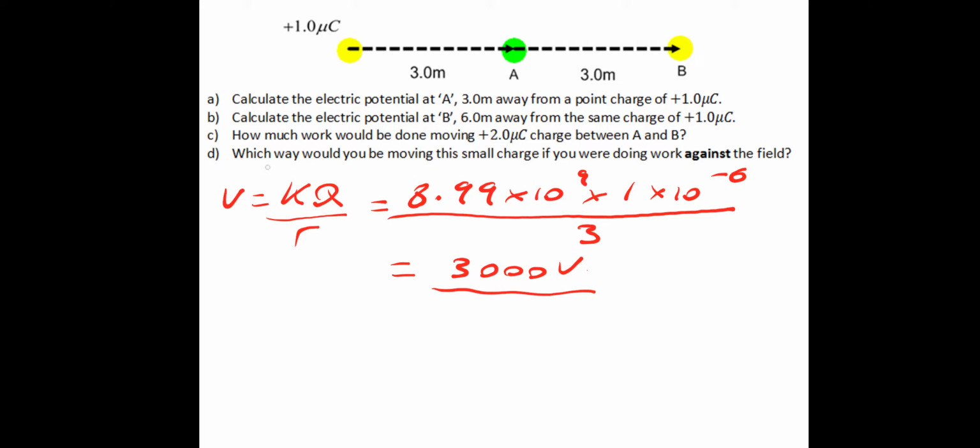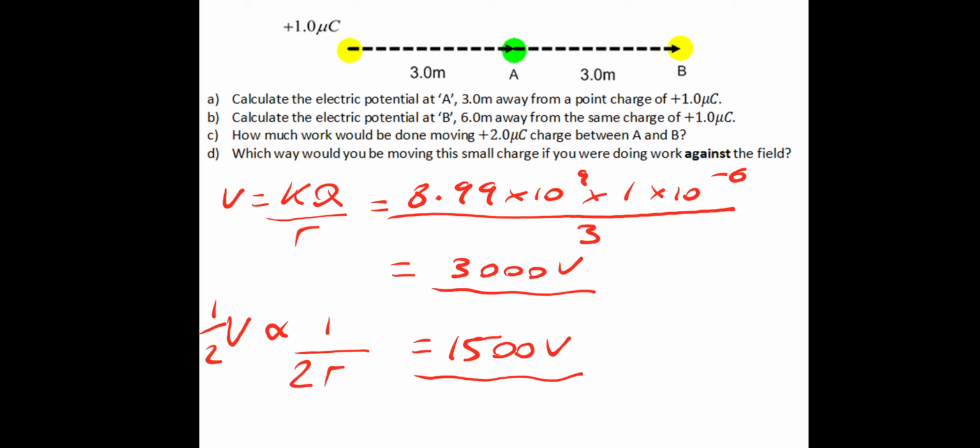So the next one says, part B, calculate the electric potential at B 6 meters away. So I don't need to do the calculation, I can just look at the relationship. So V is equal to KQ over R, which means V potential is proportional to 1 over R. So essentially what we've done is double the distance. So if we've doubled the distance, we would halve the potential, as they're inversely proportional. So that'd be approximately 1500 volts for part B.